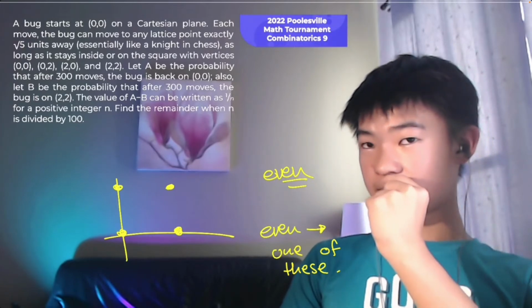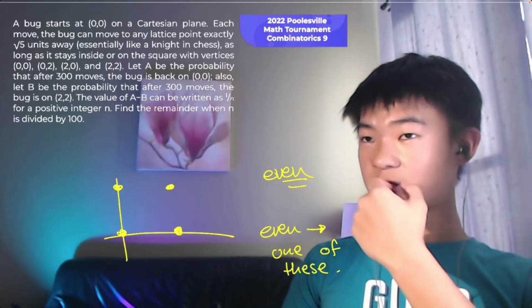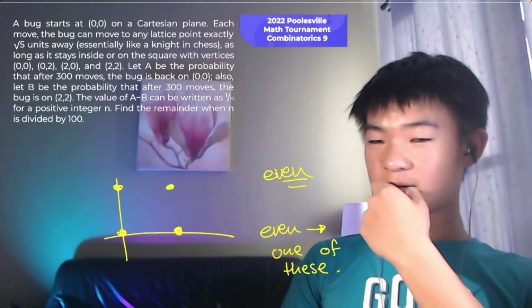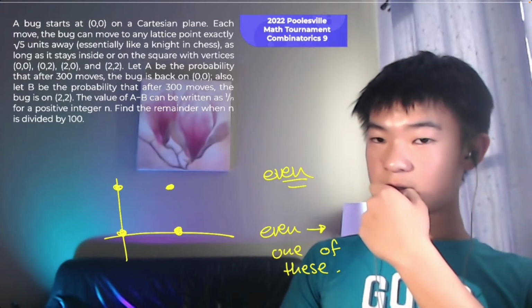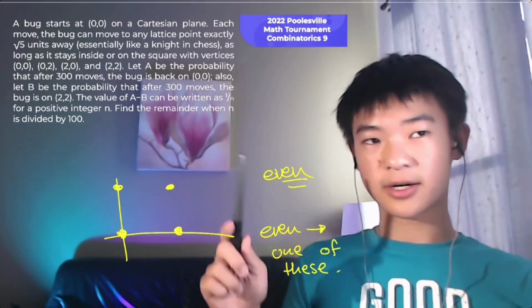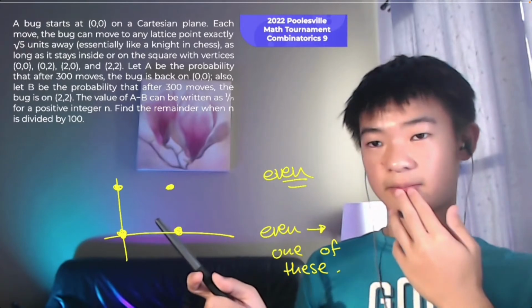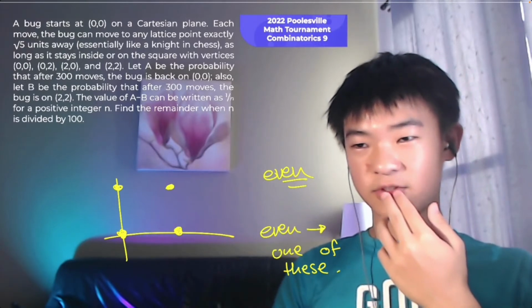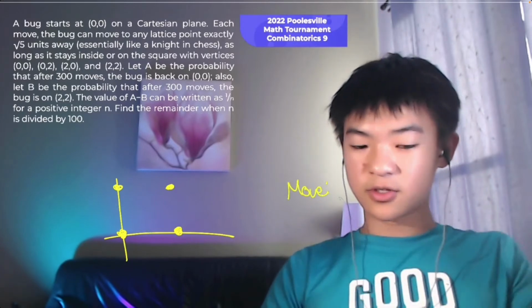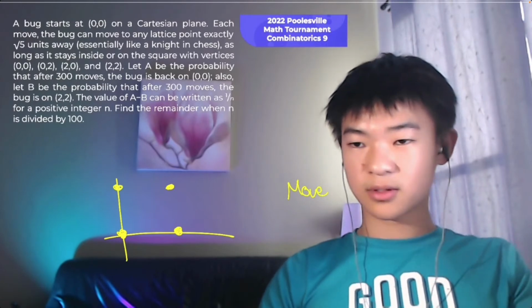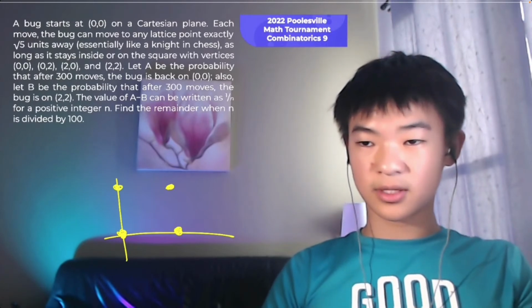We could jump around randomly and try to figure out some small cases, but will that actually help? Oh, we could try this. Suppose we start at 0, 0, and the probability on move 2 that we reach this one.